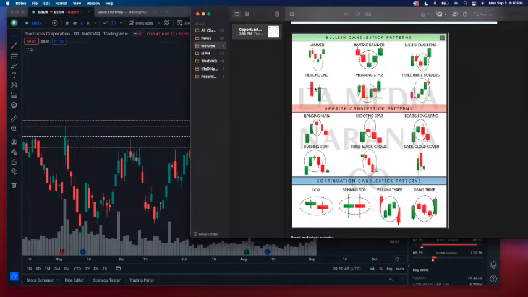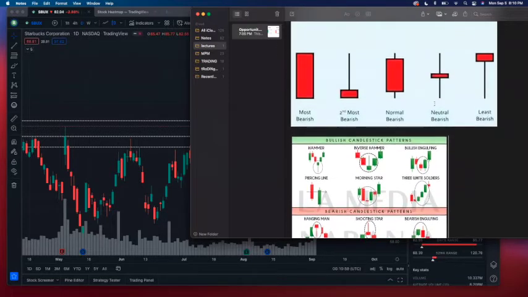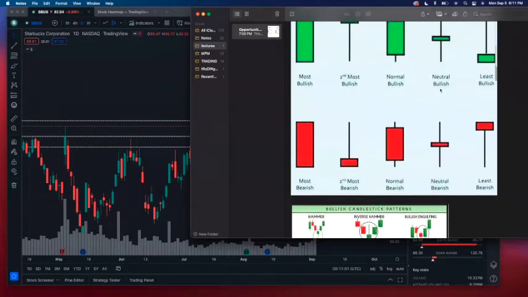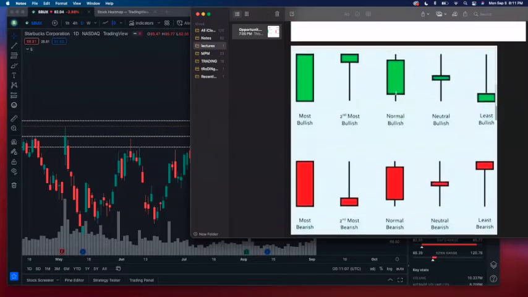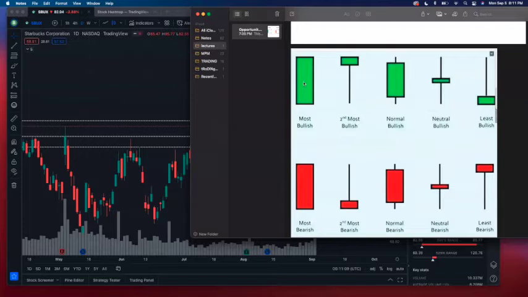Next, piercing line. I personally don't use this one. Morning star, I do use this one. I tend to like this pattern. Basically, it's just a doji candle, which is these neutral candles, followed by a bullish candle. So maybe this here or this here, one of these two candles here.